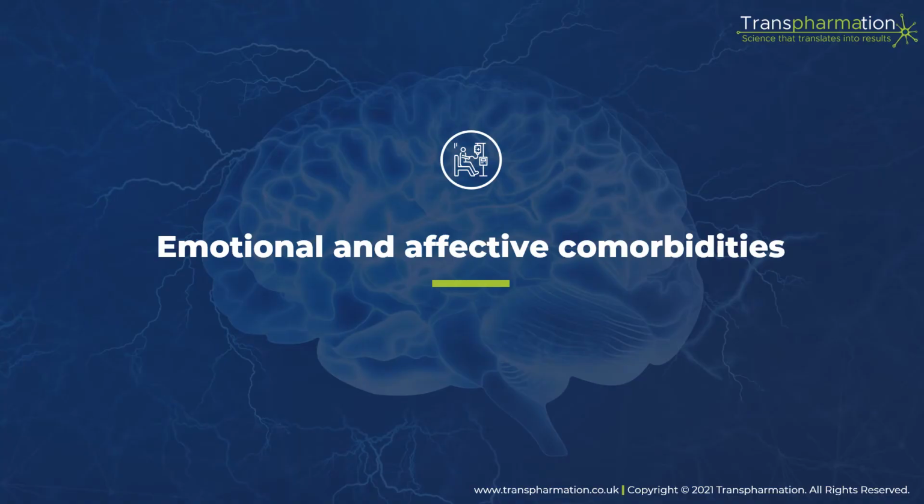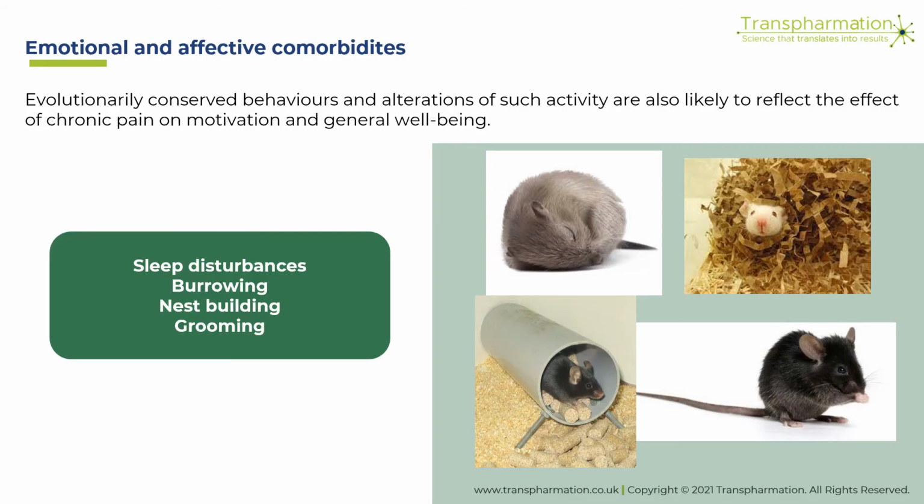We can also assess the emotional and affective comorbidities that chronic pain brings to the animals. In this category, evolutionarily conserved behaviors and alterations of such behaviors can reflect the effect of chronic pain on motivation and general well-being in measures such as sleep disturbance, burrowing, nest building, or grooming.